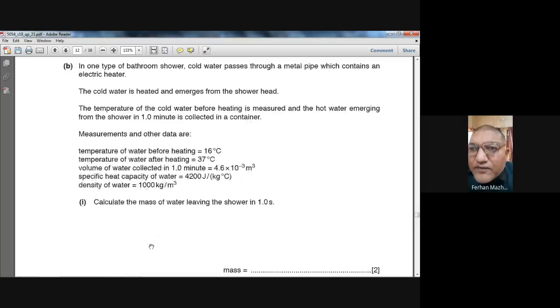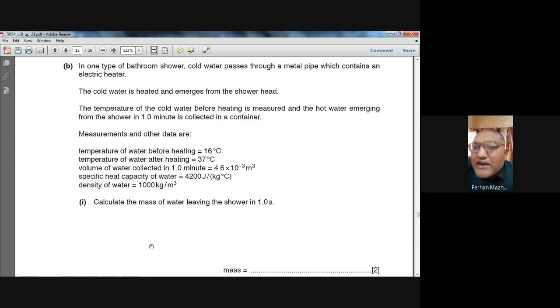In one type of bathroom shower, cold water passes through a metal pipe which contains an electric heater. The cold water is heated and emerges from the shower head. The temperature of the cold water before heating is measured and the hot water emerging from the shower in 1 minute is collected in a container. So time is 1 minute.